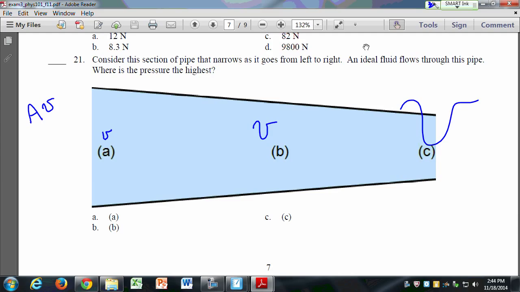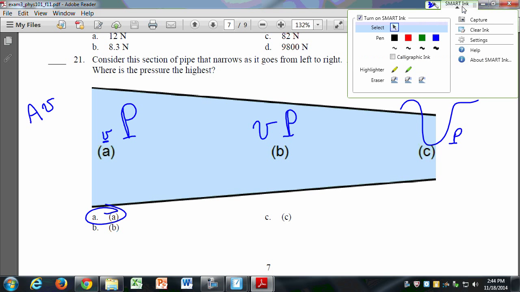And I also know by Bernoulli's principle that with a small velocity, I have a big pressure. So my pressure actually gets smaller as I go from left to right. So the pressure is highest where? At point A. That's an application of the equation of continuity and Bernoulli's principle. That's a good question. You can see something like that for the test.